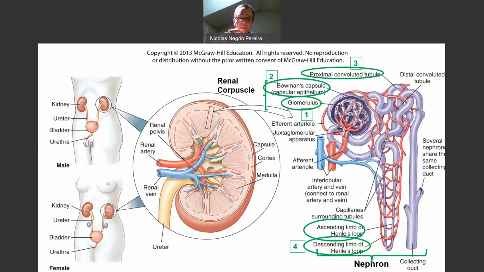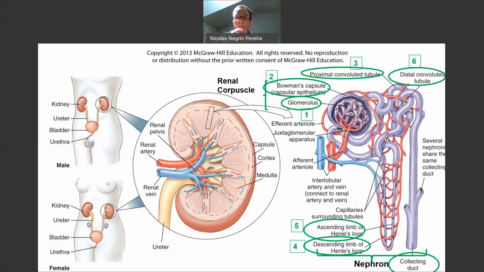And we will see that that is fundamental for the formation of a gradient of solute, which will contribute to the modification and the absorption and secretion of ions, and in particular also the absorption of water that will contribute to the concentration of the urine in the individual. Then we have the distal convoluted tube, followed by a collecting duct.